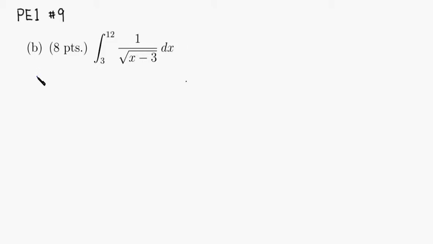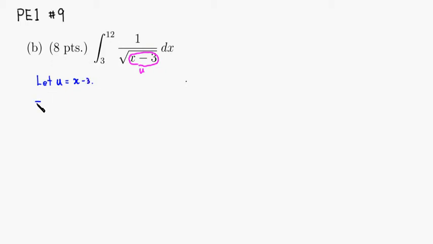So I'm gonna let u be the expression inside the square root, so in this case, just x minus 3. You can see that when x equals 3, the denominator becomes 0. So that's the infinite discontinuity. So I'm going to let u be x minus 3.